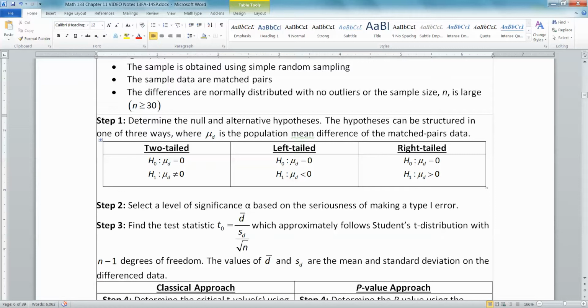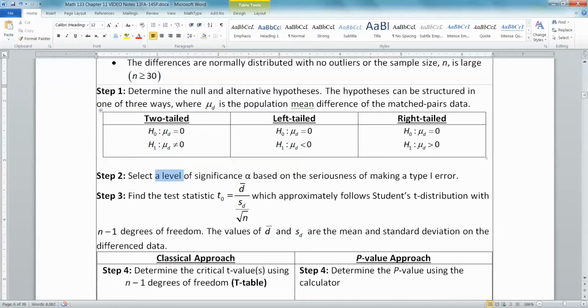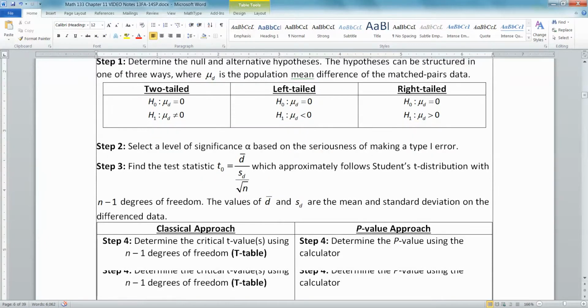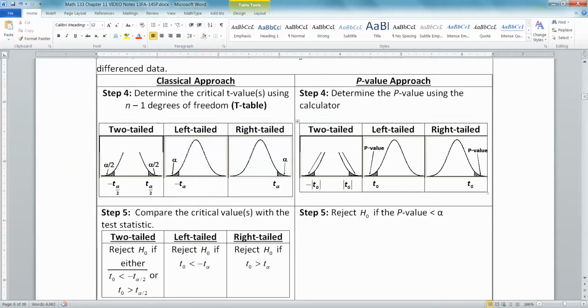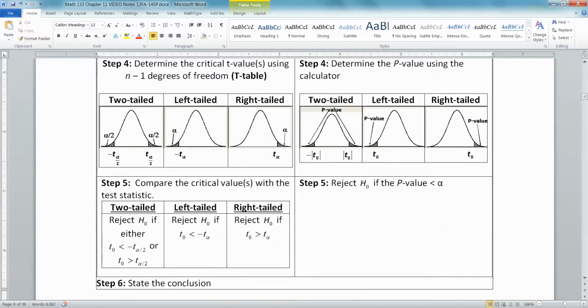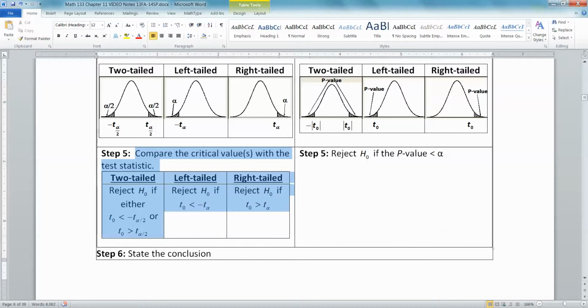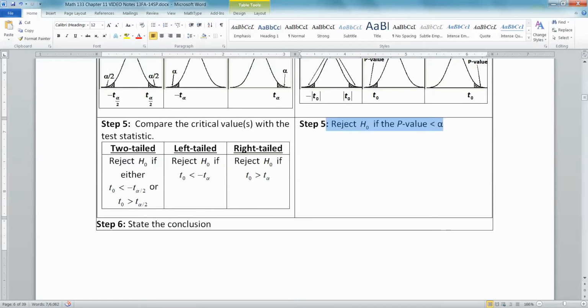And this time, instead of mu, we're talking about mu d, the mean of the differences. D stands for difference. Alpha is the same as it was before in chapter 10. T0 is now d bar over SD over the square root of n, which is very similar to what it was in section 10.3 for regular t-tests. N minus 1 degrees of freedom, and so on. You have your classical approach versus your p-value approach. Right? So pick which test you're doing, and that helps you draw your picture. And then you're going to compare your critical values with the test statistic if you're running the classical method, or if you're using the p-value method, you're going to compare your p-value with alpha and write your conclusion.